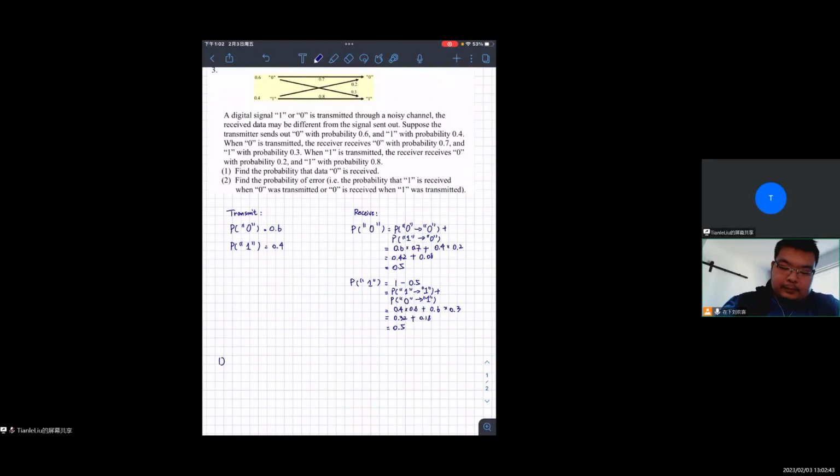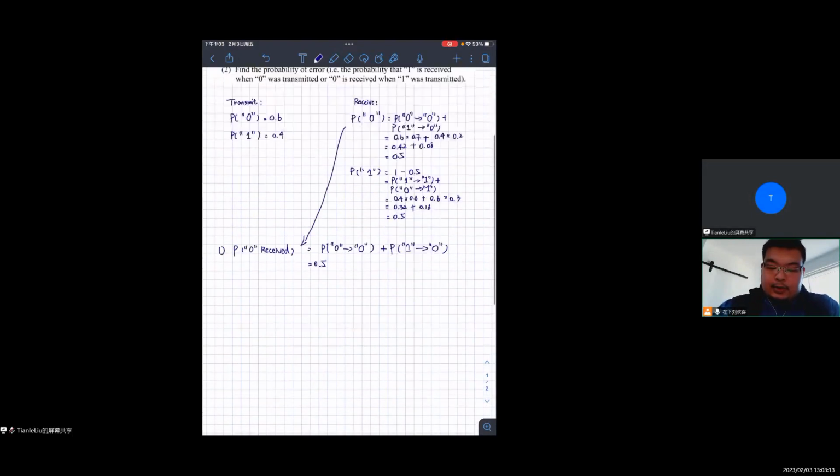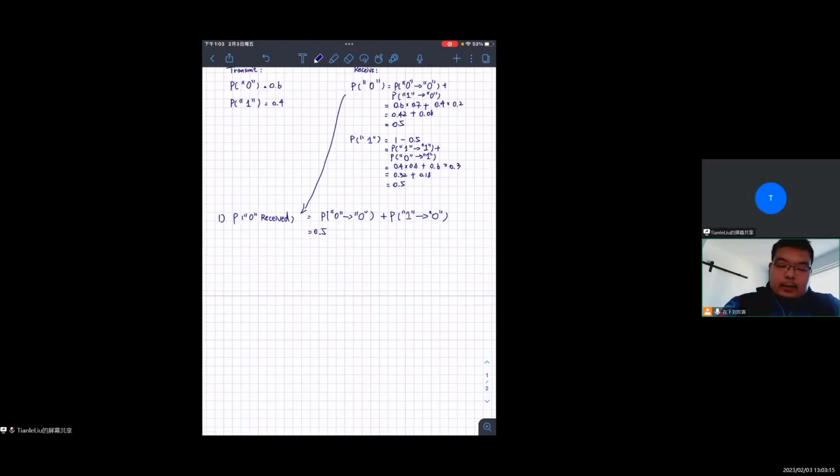So for now, we just calculate the probability of the received. It's just from here, right? So it's the probability of 0 to 0 and the probability of 1 to 0, and the answer is 0.5. Okay, so this is solved for the first problem.